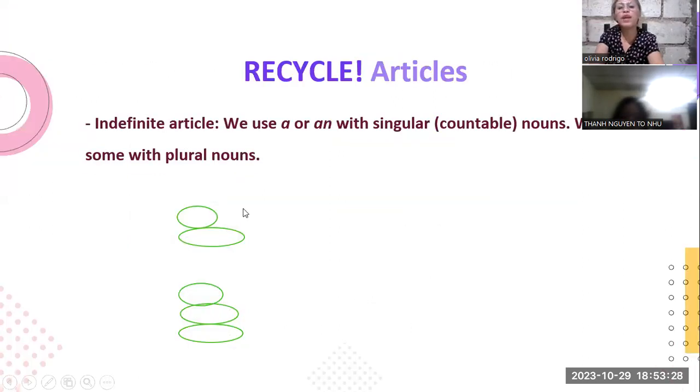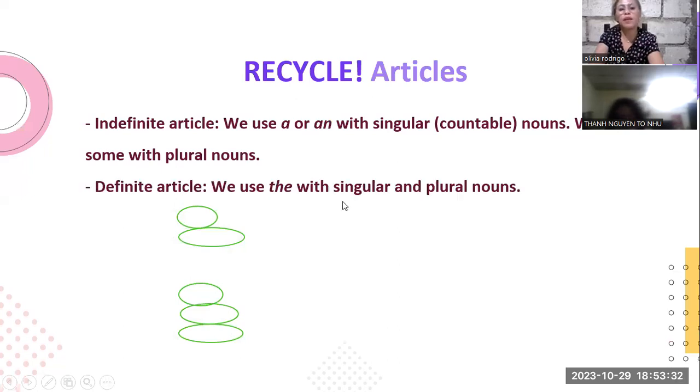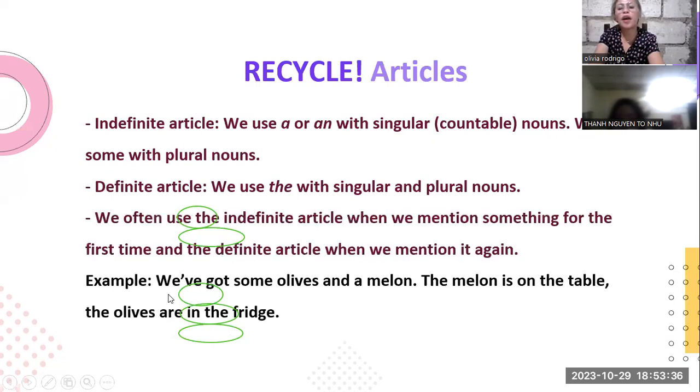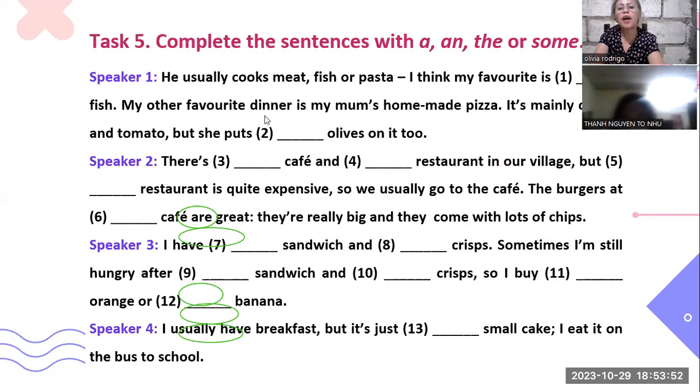Okay, so we have here a or an. Countable, look at this one. We use a/an with singular countable nouns. We use a if the word starts with a consonant, like a juice. An is for a vowel, like an apple. Okay, like one. Look at this example.